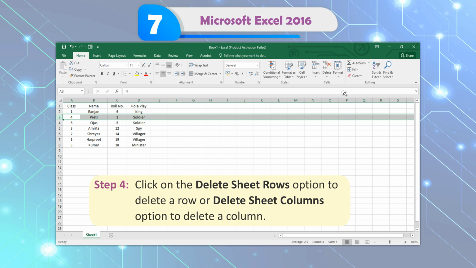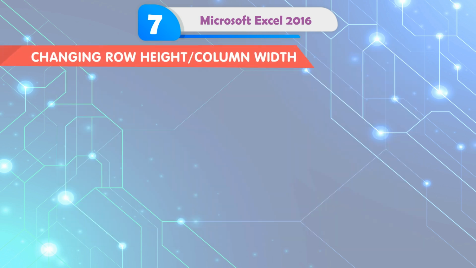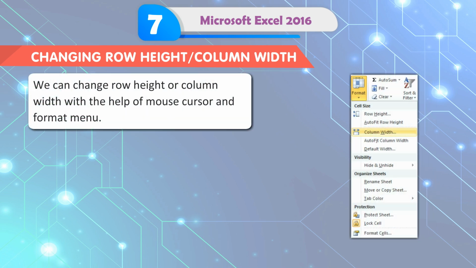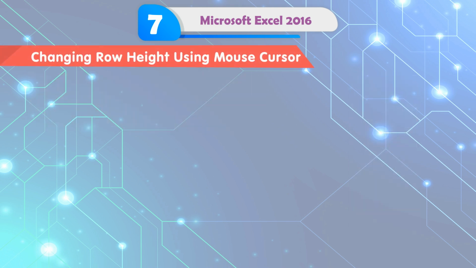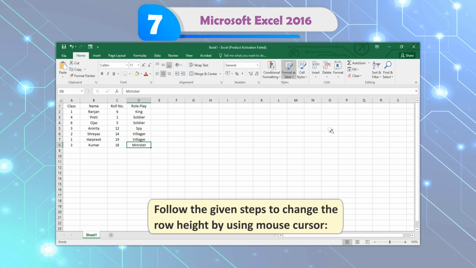a column. Changing row height/column width. We can change row height or column width with the help of mouse cursor and Format menu. Changing row height using mouse cursor. Follow the given steps to change the row height by using mouse cursor.